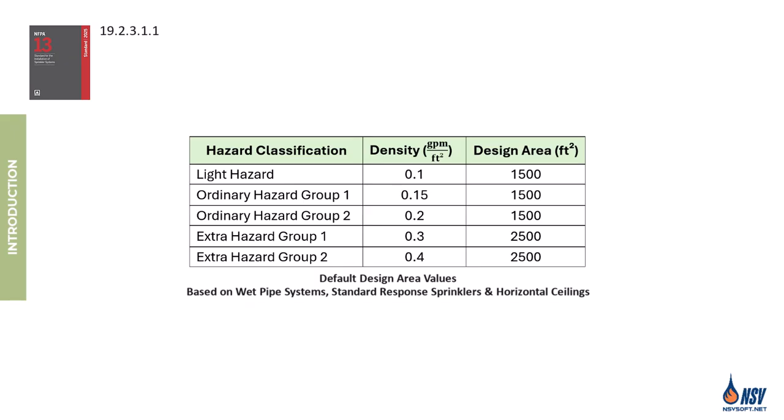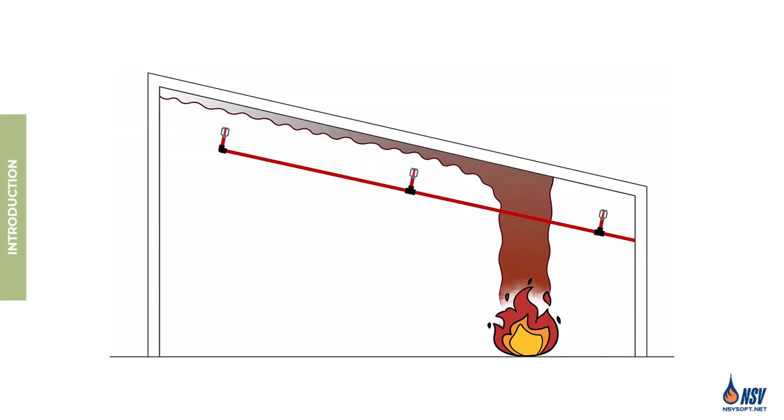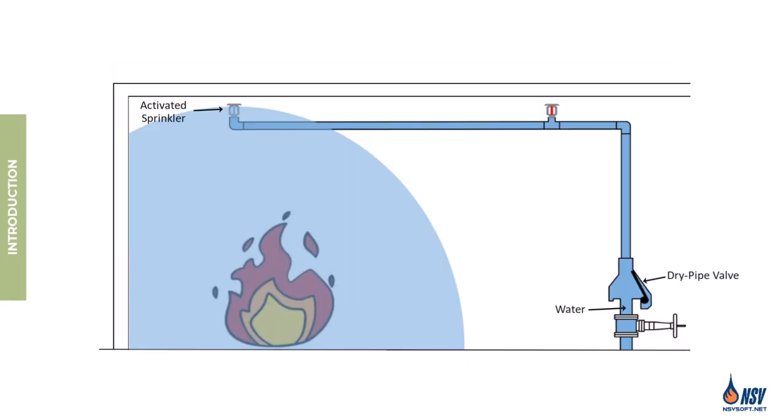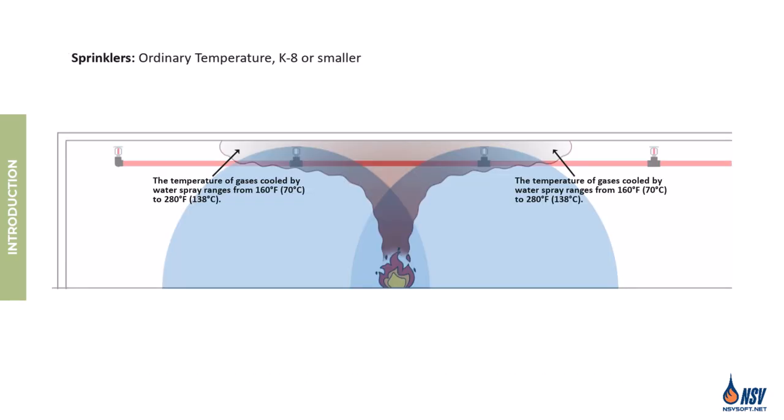19.2.3.1.1 in the 2025 edition of NFPA 13 provides default design area values for sprinkler system calculations, assuming a wet pipe system, standard response sprinklers, and a horizontal ceiling. But what if these conditions change? In this video, we'll examine how to adjust the design area for variations in ceiling slopes, system types, and other factors influencing hydraulic design.